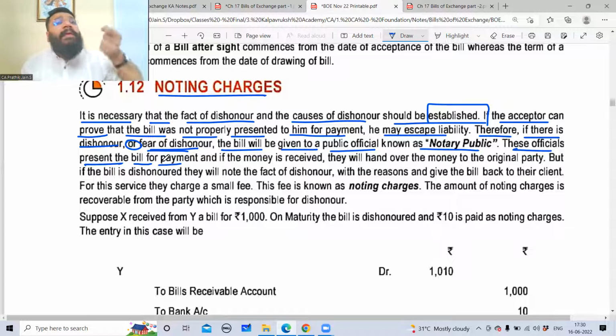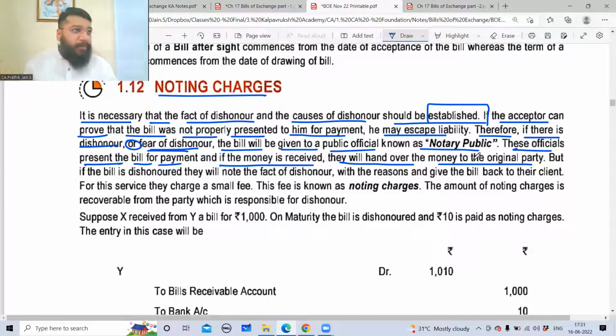So this fellow will go and make the presentation of the bill. To whom? To the acceptor, to the customer. And if he's getting the money, then he will hand over the money to the original party. I have a fear that the opposite person may or may not pay the money. So because of that, I appoint a notary public. It's a government official. This fellow will be taking that bill and going for collection purpose. And if the customer is giving the money, he will take the money and hand it over to us. But if the bill is dishonored, they will note the fact of dishonor.